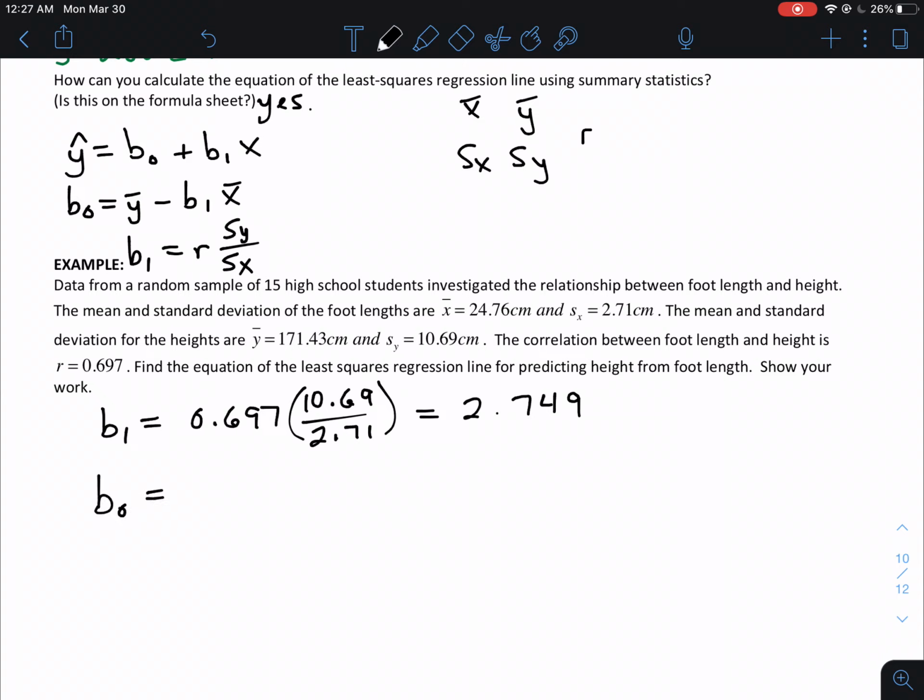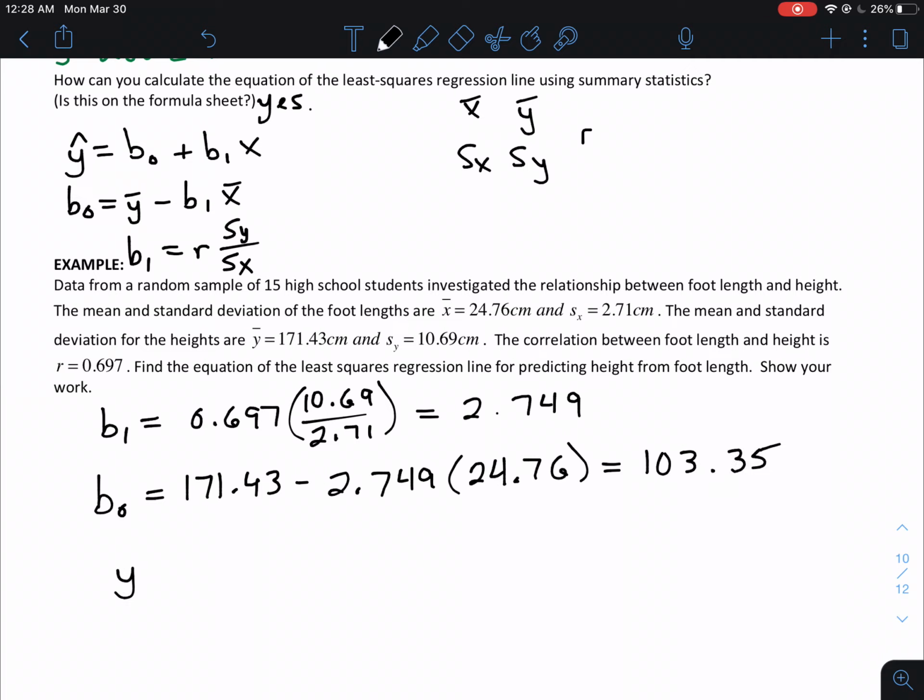Now that we've got that, we can find b null. So you notice that we're using those equations that we wrote just in reverse order. To find b null, you're going to take y bar, which was 171.43, minus b1, and make sure to use the full decimal, so leave that in your calculator, multiplied by x bar, which is 24.76. So we'll type that in now: 171.43 minus our answer multiplied by 24.76, which should tell you that b null is 103.35. At that point, you've got enough for your equation.